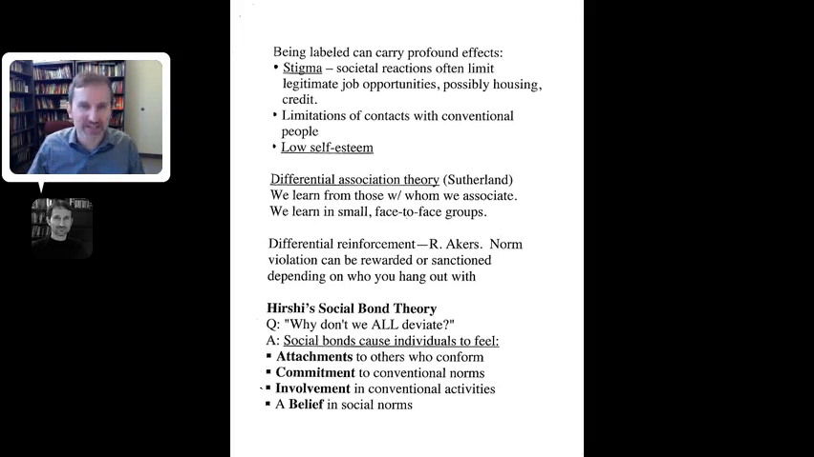Involvement in conventional activities. When Travis Hirschi looked at juveniles, he found that kids who go to, for example, after-school programs and other types of things, that means that they don't have the time to engage in bad behavior. They're too involved in conventional activities. And that's a really good policy implication if you want to reduce juvenile delinquency. How could you do it? You could promote more after-school programs, give kids things to do besides bad behavior.